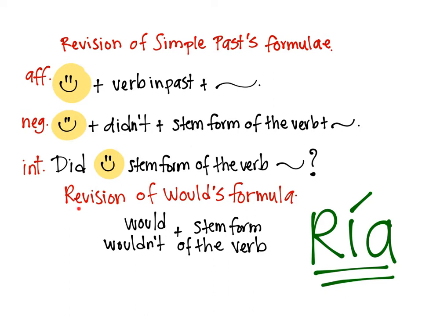Now let's check the revision of would's formula. That one is simple. It's would or would not. Remember, the contraction of that is wouldn't, and the stem form of the verb. A short reminder that we should have is that would means the ending iría of all of the verbs in Spanish. So if we say comprar, compraría, jugar, jugaría, ir, iría, traer, traería, etc. That's the meaning of would. Would is the ending ría in Spanish verbs conjugations.